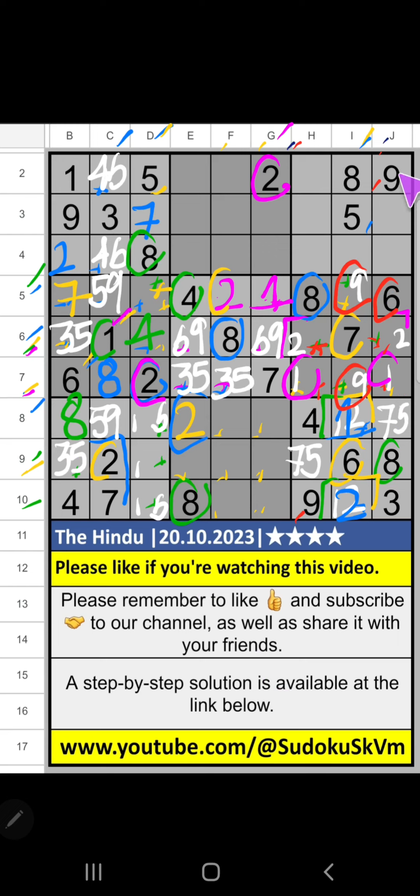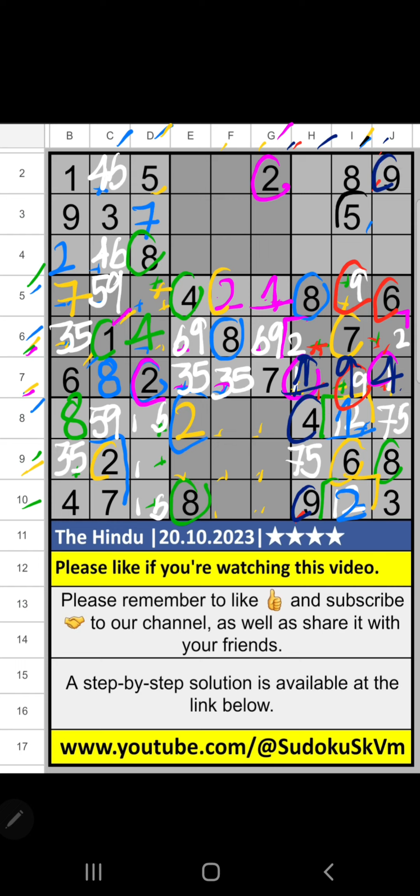Column H, column J, we have 9. So 9 can't come in these cells. The 9 is confirmed here. Then only 2 numbers are remaining, 1 and 4. It will come in one of these cells. Column H, we have 4. So 4 can't come in the cell. 4 is confirmed here. Then 1 is here.